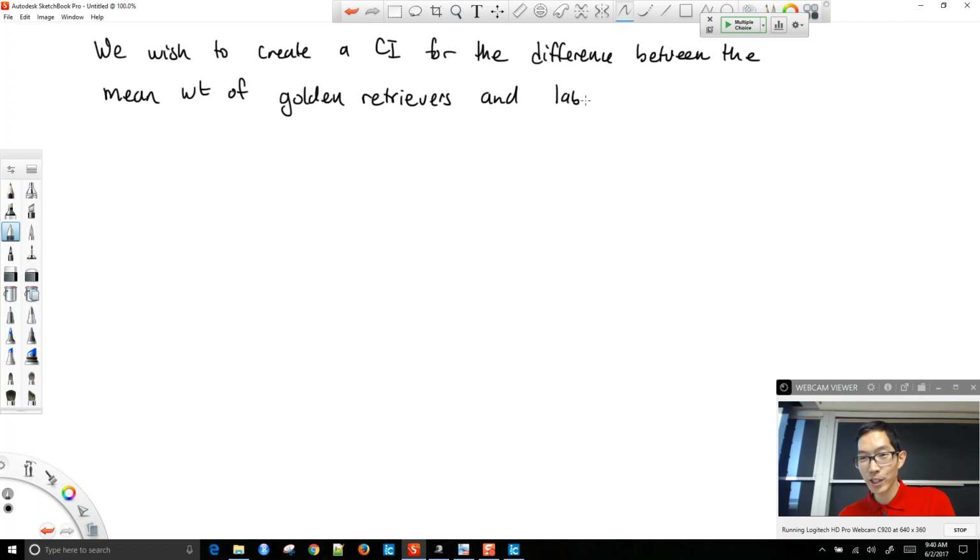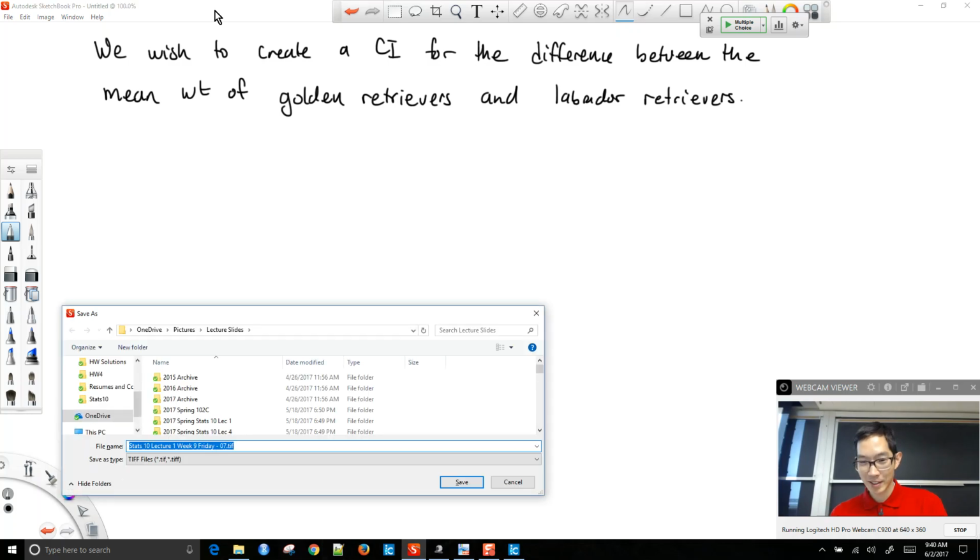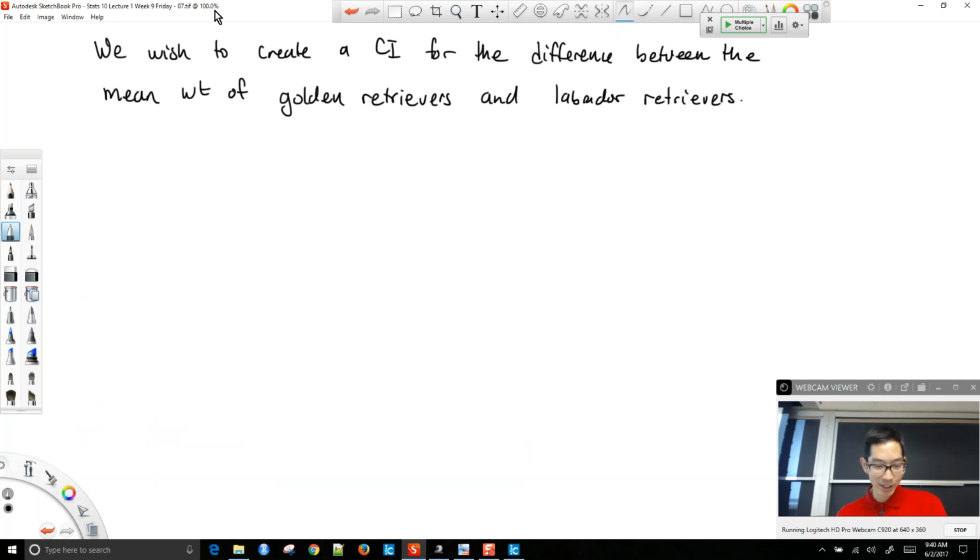These are like the two most popular breeds of dogs in the US, at least. I don't know about other nations. Do you think German Shepherds are more popular in Germany than, I don't know. Okay, well, let's see. All right. Average weight of a golden retriever. This makes it complicated.